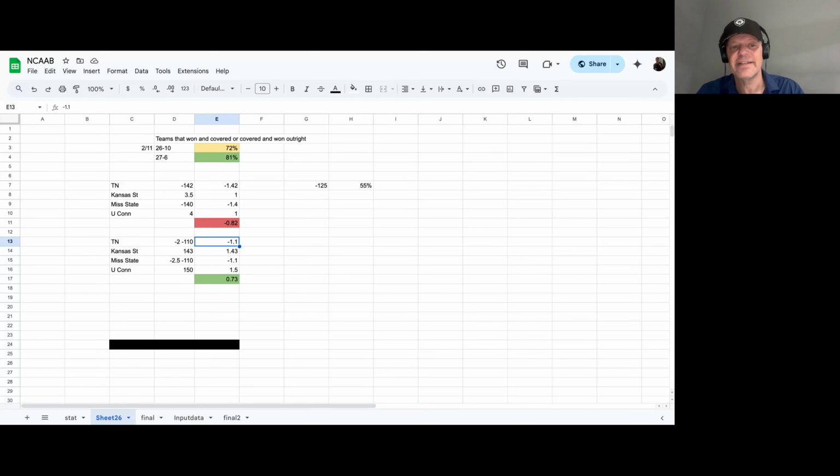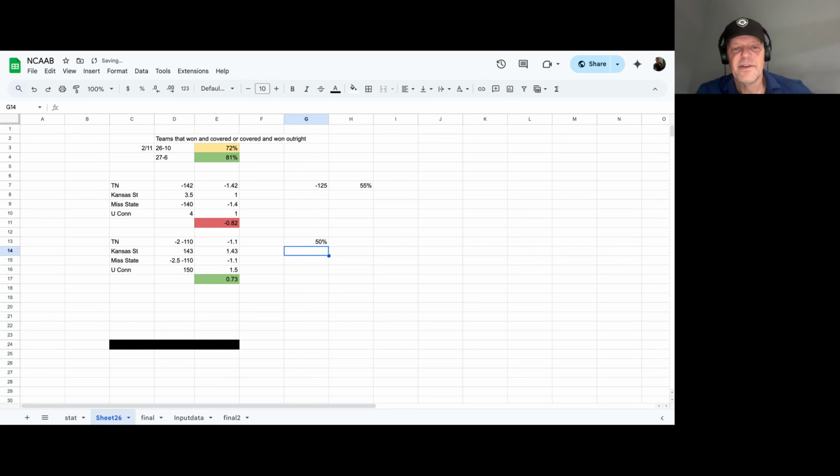And then Kansas State, instead of gaining just 1 unit, he gains 1.43 units. Mississippi State, -2.5. Instead of playing -140, that was a loss. So instead of losing -1.4 units, he's only losing -1.1 units. And then, of course, UConn, instead of playing UConn at +4, you play UConn the money line, 1.5, 0.73 units gain. So his break-even point for the wagers above here is -125.